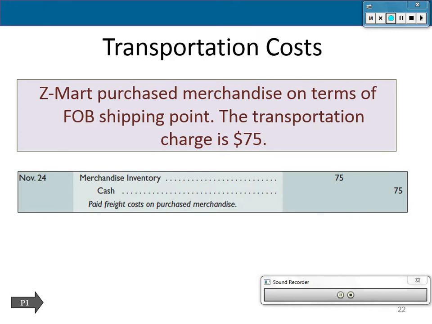Okay, so here's an example. Z-Mart purchased merchandise on terms of FOB shipping point. Transportation cost is $75. So we're going to debit merchandise inventory and credit cash for $75 paid up front for that merchandise.